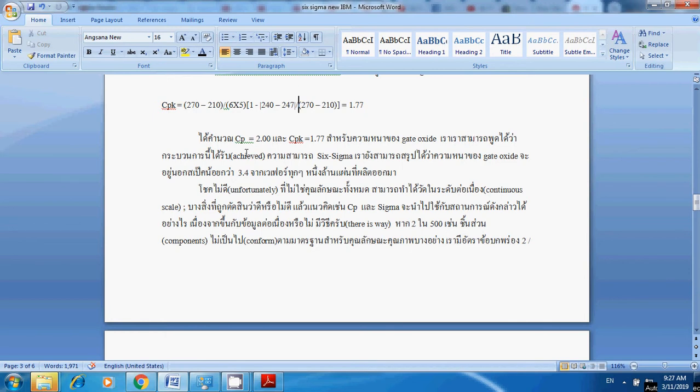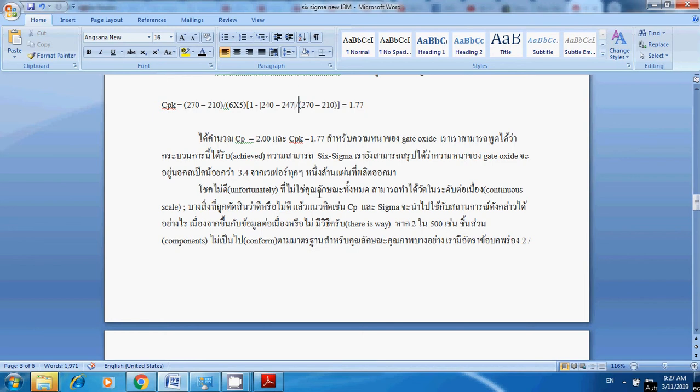We can say that this process achieves 6 sigma capability, and we can also conclude that the gate oxide thickness will be out of spec less than 3.4 times in every 1 million wafers produced.